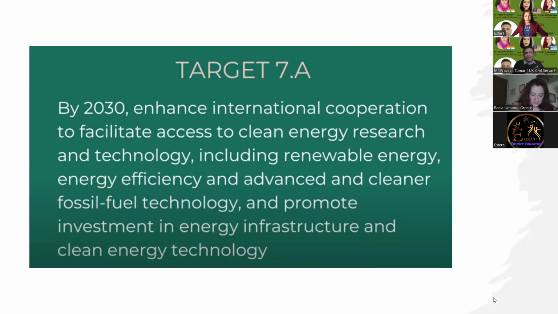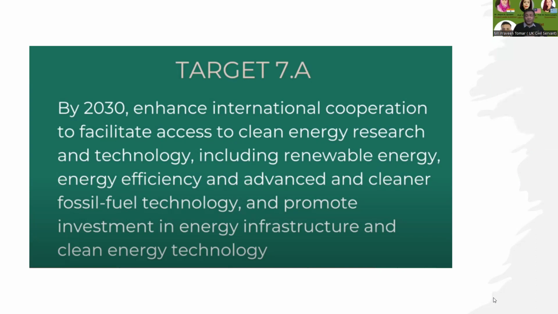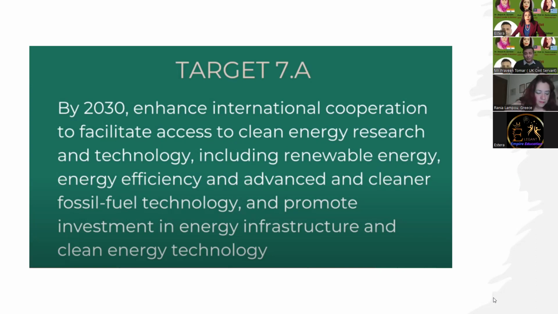So we have three sub targets, or three elements of the target, and we also have two means of achieving or implementing these targets, called 7.A and 7.B. 7.A is about enhancing, by 2030, international cooperation to facilitate access to clean energy research and technology, including renewable energy, energy efficiency, and advanced and cleaner fossil fuel technology, and promoting investment in energy infrastructure and clean energy technology. This is quite a big sentence, but I picked it directly from the SDG goal target 7.A text.